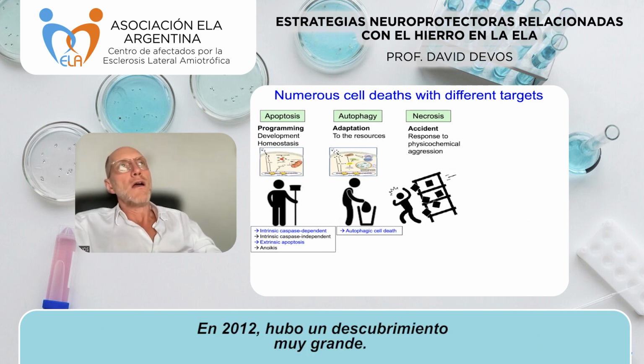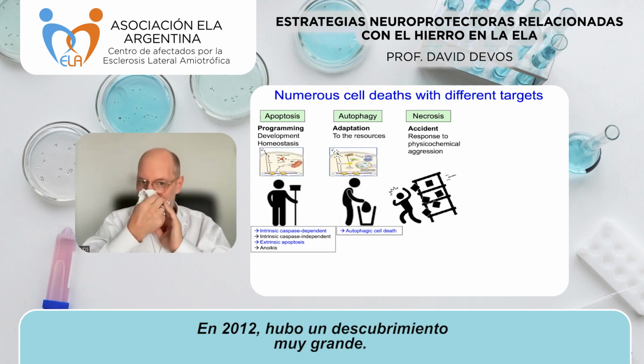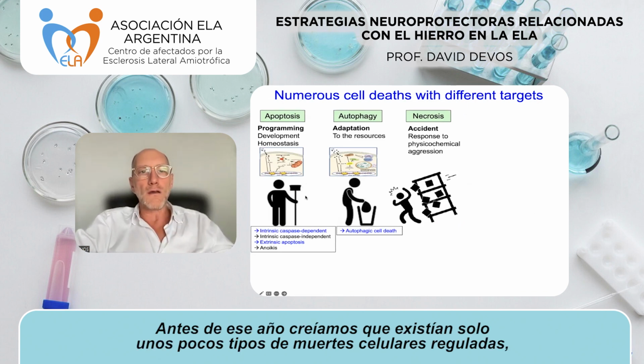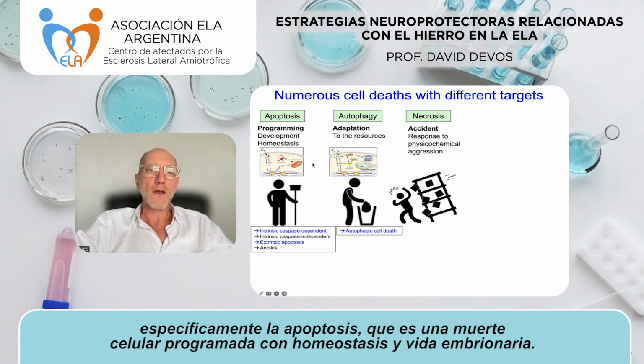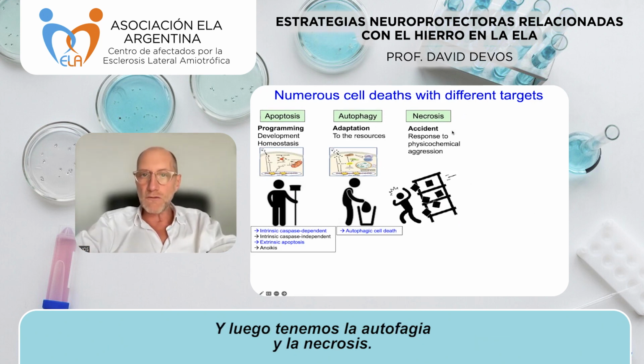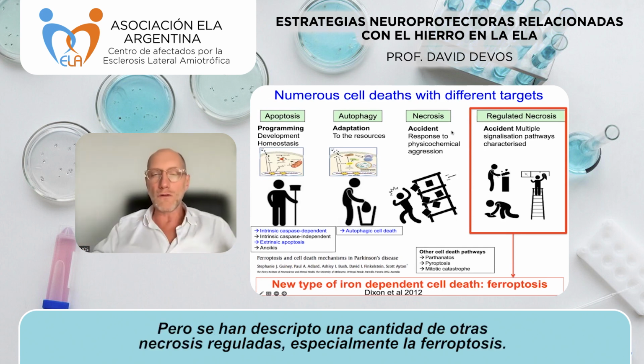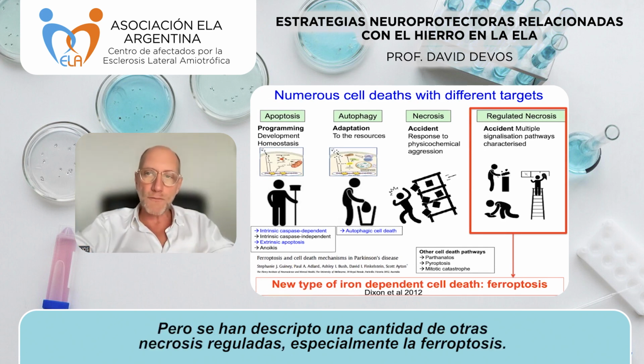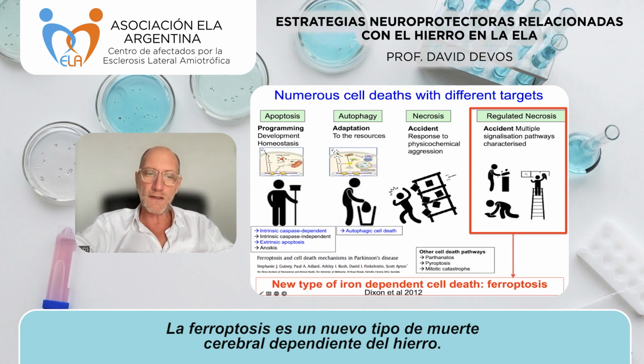So in 2012, there was a big discovery, because we believed before 2012 that there were only a few types of regulated cell deaths, notably apoptosis, which is programmed cell death, homeostasis with embryogenic life, autophagy, and necrosis. But a number of regulated necroptosis has been described, notably ferroptosis. And ferroptosis is a new type of iron-dependent cell death.